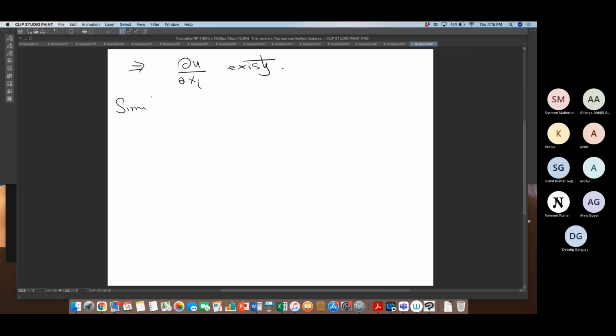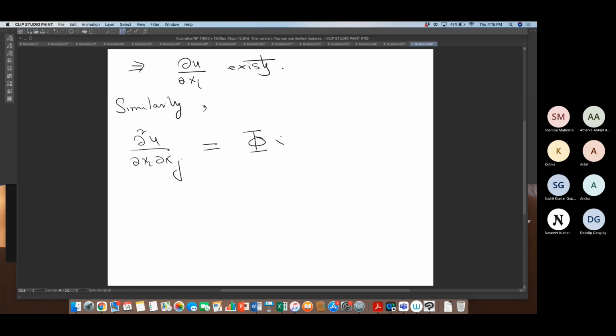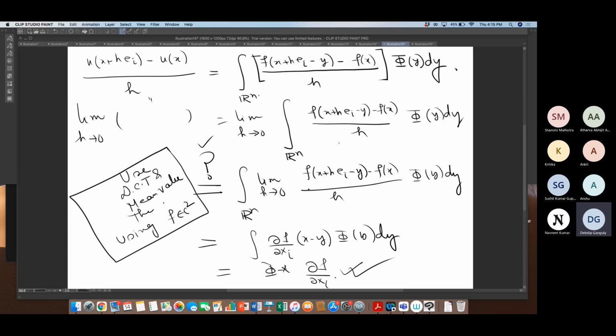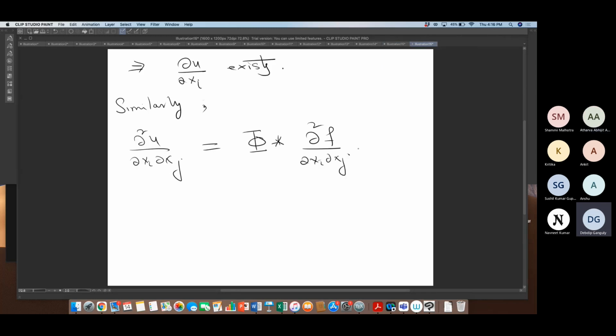Similarly, since f is a C2 function, the same logic will work for this one: del square by del xi del x. Yes or no? This will be phi convolved with del square f by del xi del x. Same thing. Now you apply it on del f by del x. Yes, same logic: DCT and the mean value theorem. Similarly, this also.